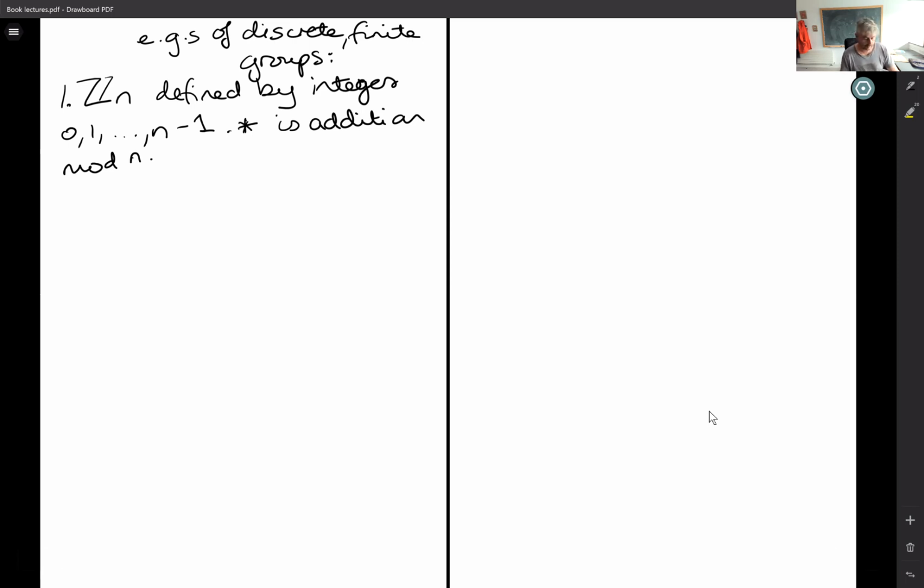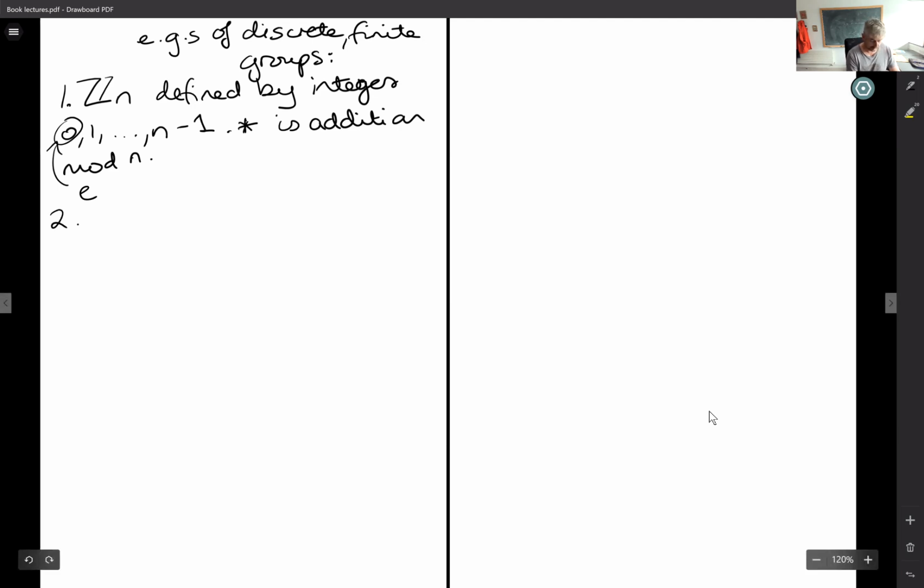So immediately we can look at this set of integers and tell which one is the identity element, because if we add 0 to any integer, it leaves the integer unchanged. So we can identify the identity there.